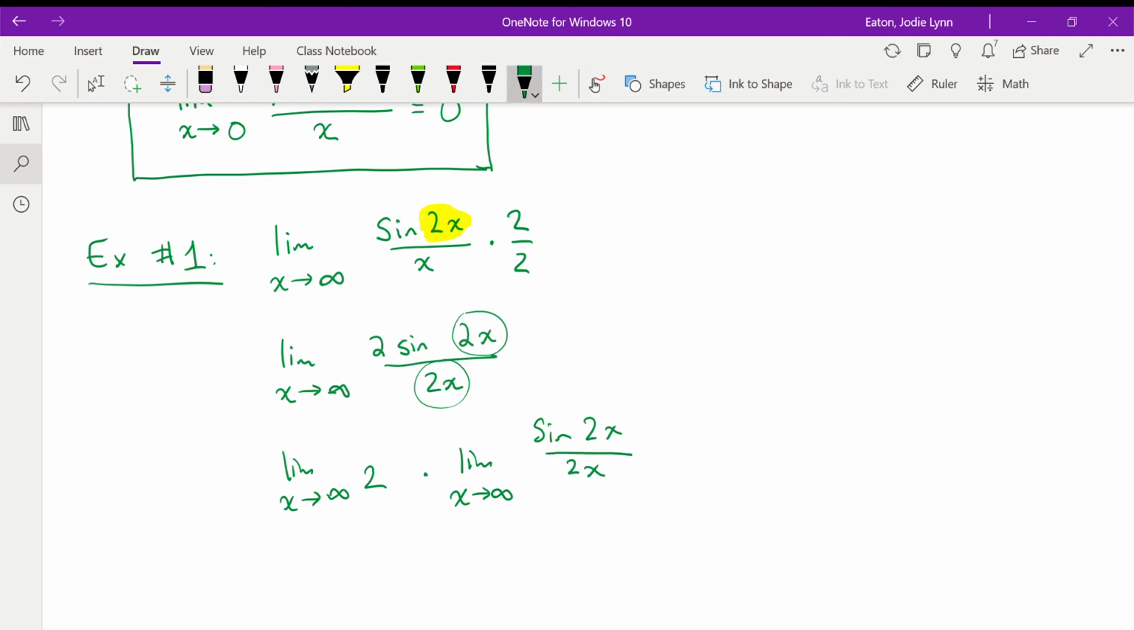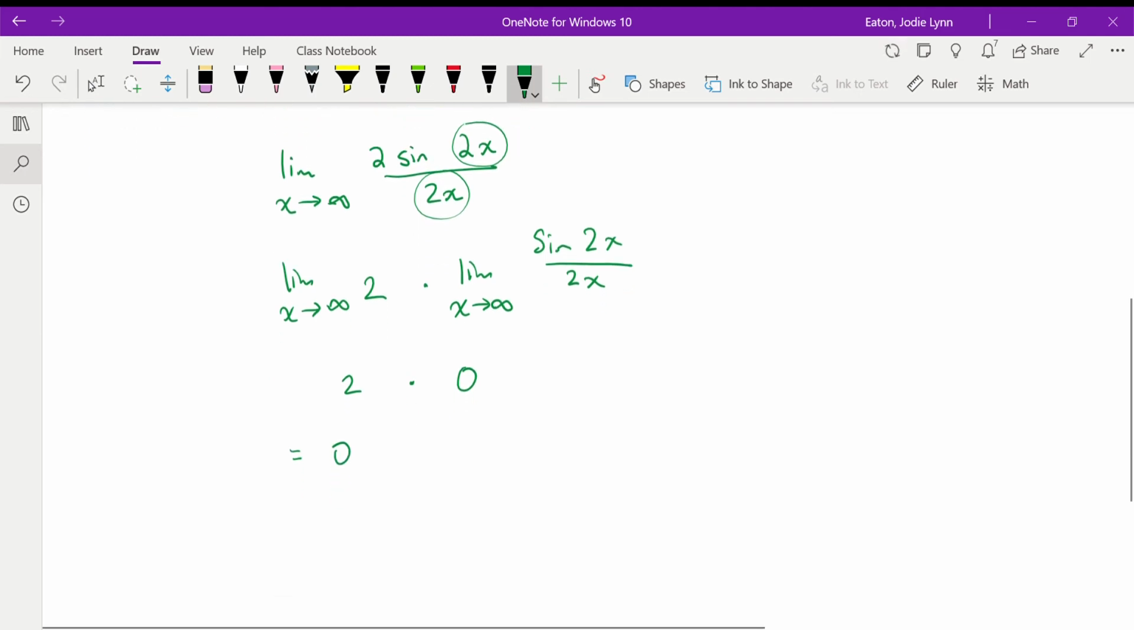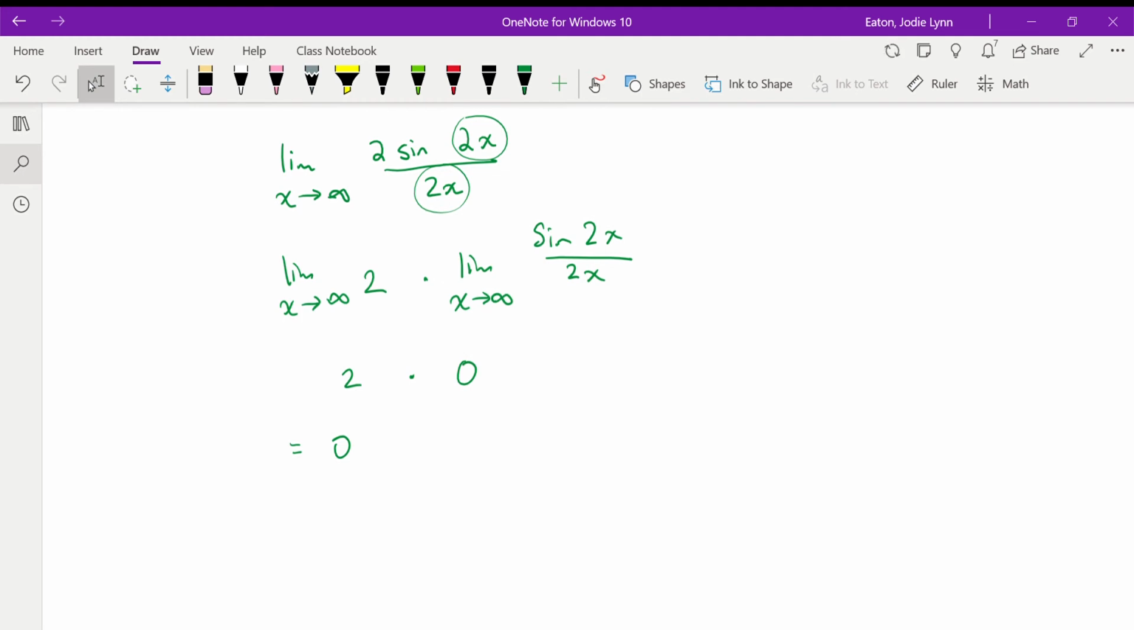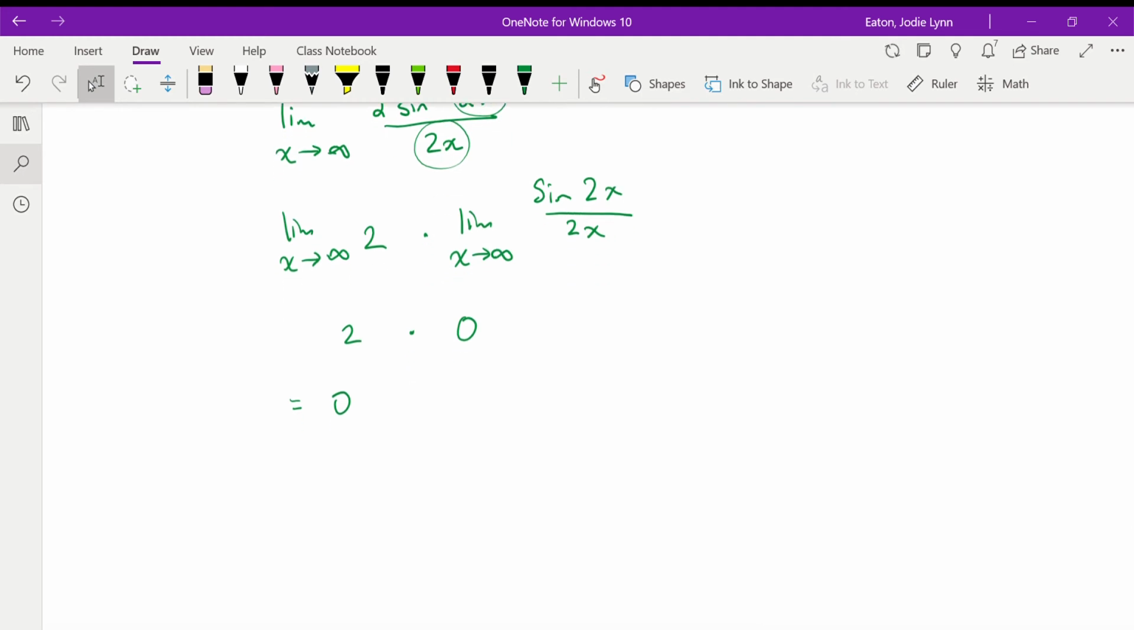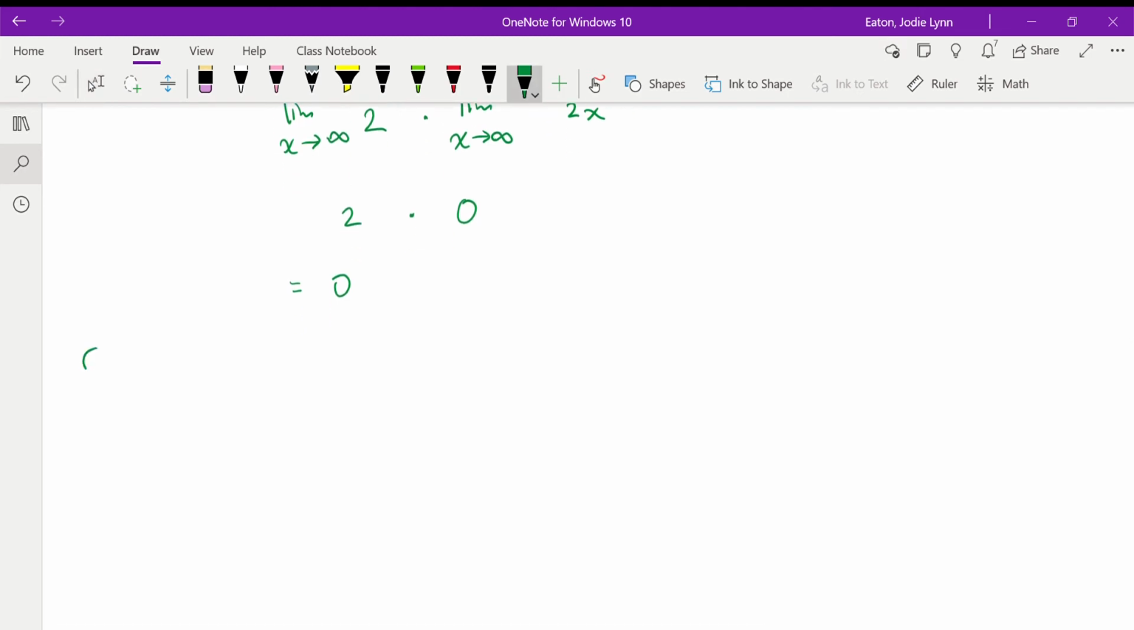Okay, so we can take our individual limits. So this is the same as 2 times 0, which just gives us 0. Okay, so we are allowed to split that up. And generally what you're trying to do is you're going to be trying to separate out a 2x somewhere. Let's look at another example.